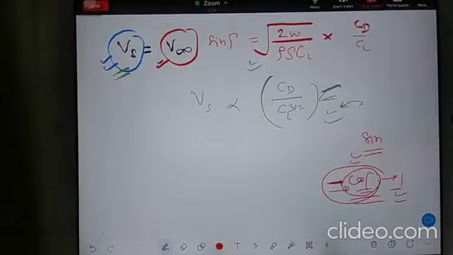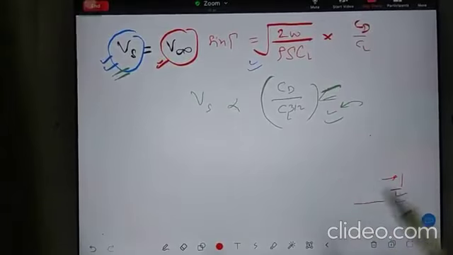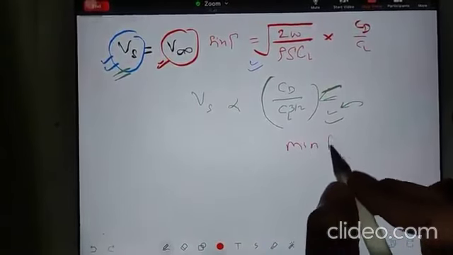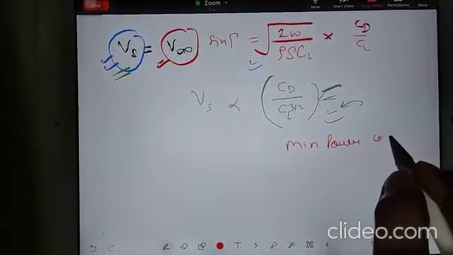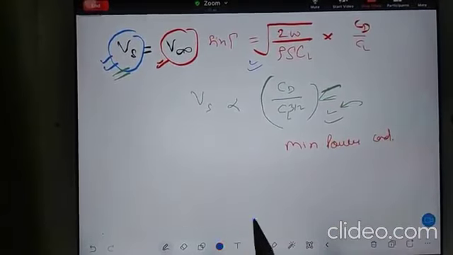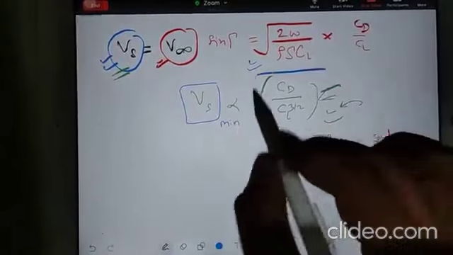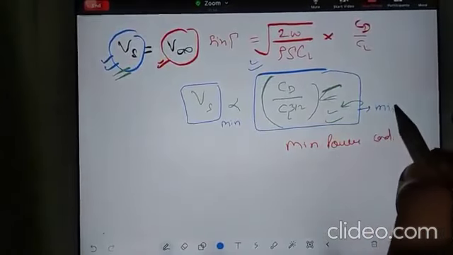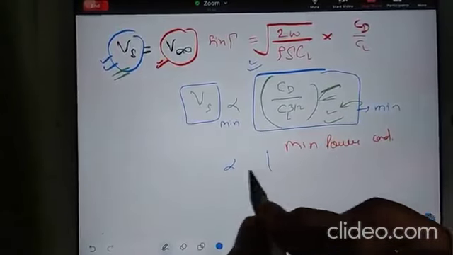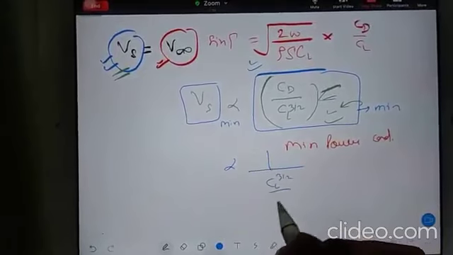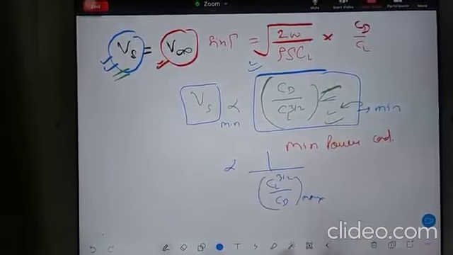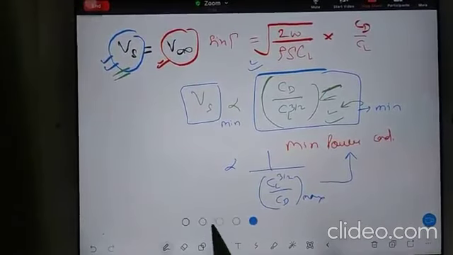I will erase this part. So this is the minimum power condition. It means if you want to make this part minimum, then this entire part should be minimum. It means the opposite of this, 1 by CL power 3 by 2 by CD, should be maximum. So this is your minimum power condition.